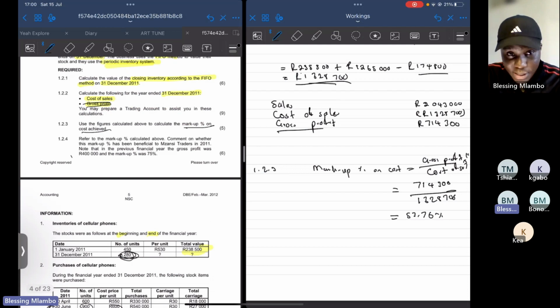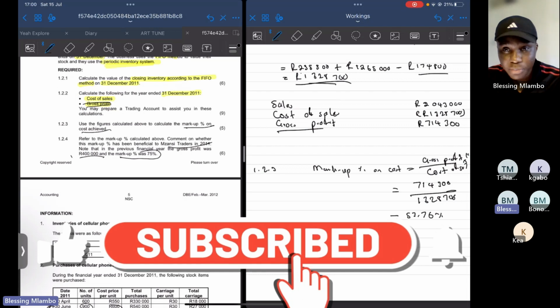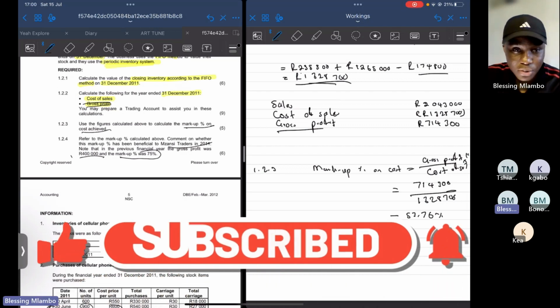Therefore, the last question, they say refer to the markup percentage calculated above. Comment on whether this markup percentage has been beneficial to Mzansi Traders in 2011. Note that in the previous financial year, the gross profit was 400,000 and the markup was 75,000. So was the markup achieved in 2011 beneficial compared to last year's figures? I'd like to hear some thoughts on this one.